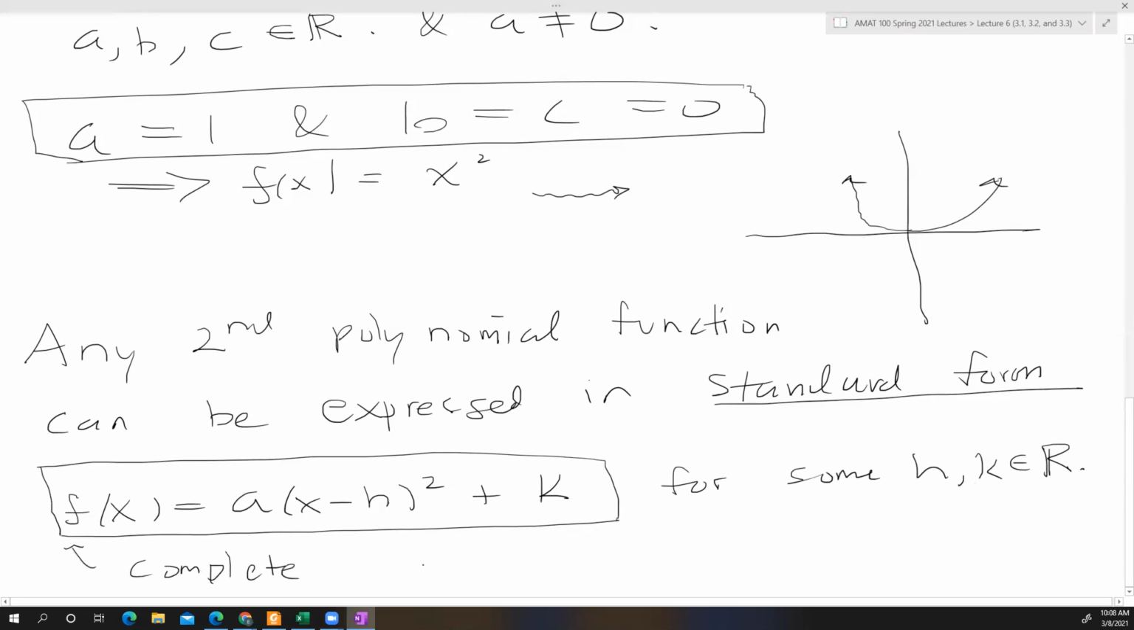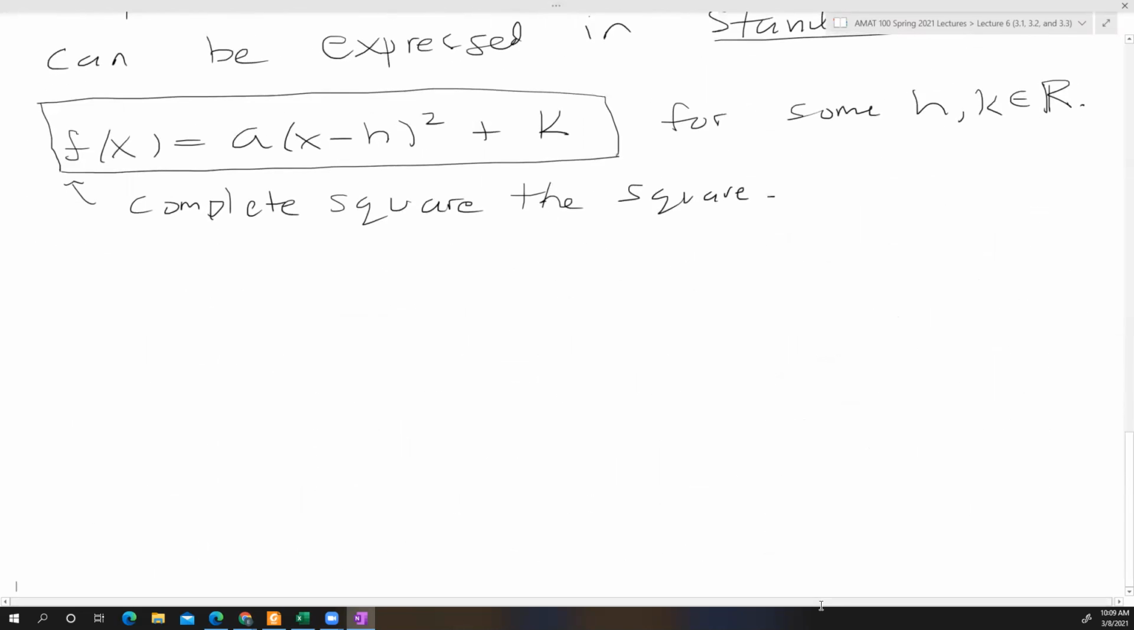That's the proof. So the claim is that any polynomial can be expressed in this form that I boxed right here, and the proof is you complete the square. But it turns out that in this form, this will tell us everything we need to know about the graph of f of x. We don't need to plug in points and build a table and then plot them. We just need to put the function in standard form. So let me explain some of these features of this function.